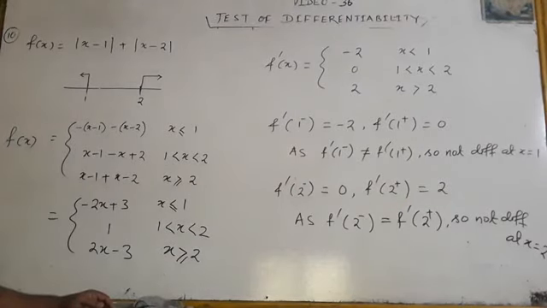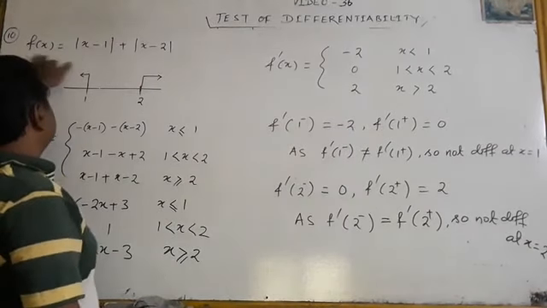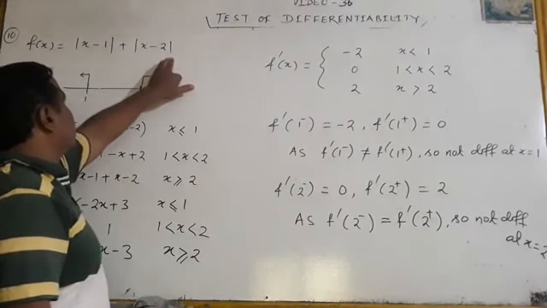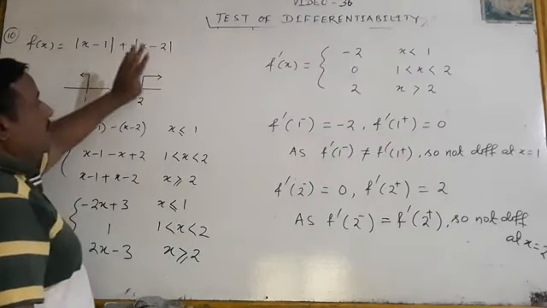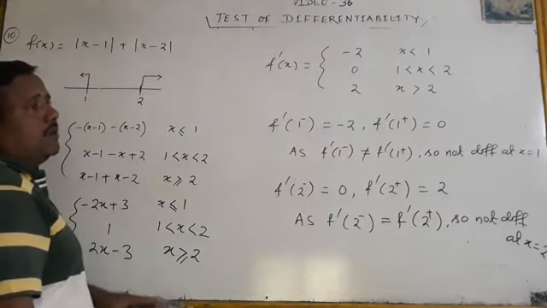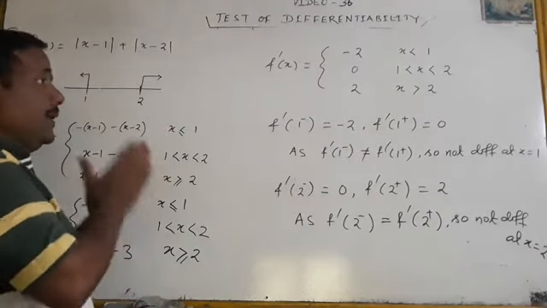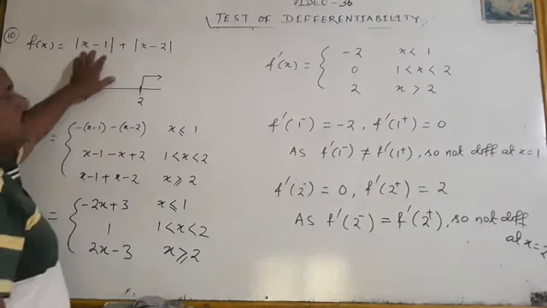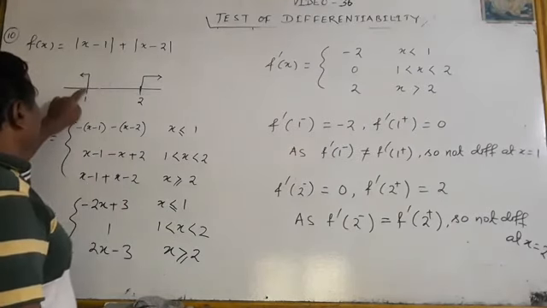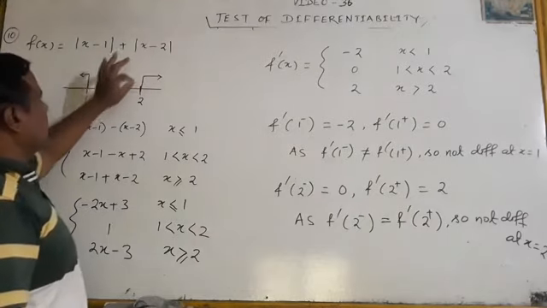This is the last problem and it's a very tricky problem. Mark it here. f(x) = |x − 1| + |x − 2| + ... So you have to test the differentiability only at the points where it is not mentioned. How do you find those points? Put x − 1 = 0, x becomes 1. Mark it x = 1. Put x − 2 = 0, x is 2.